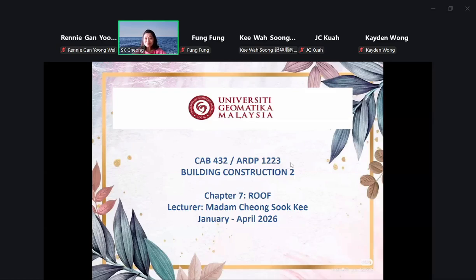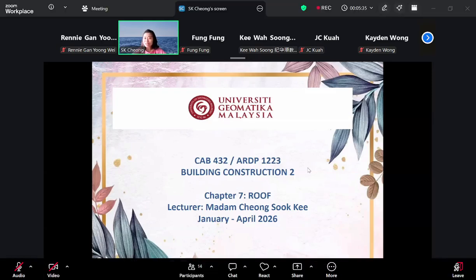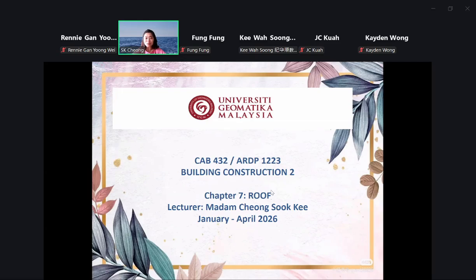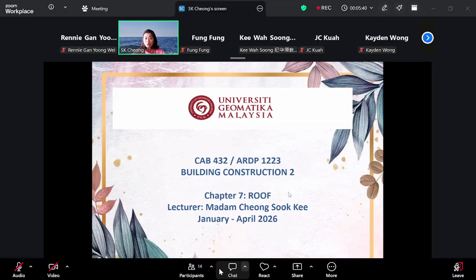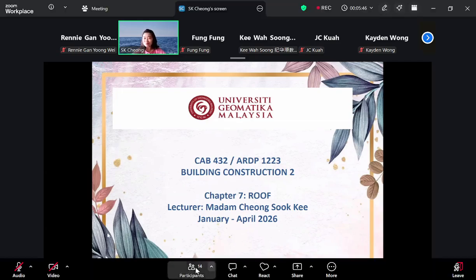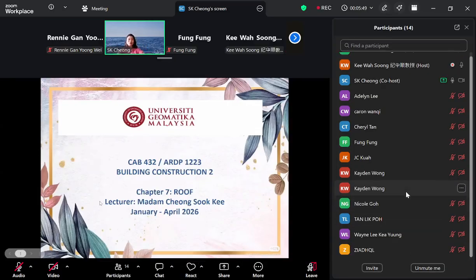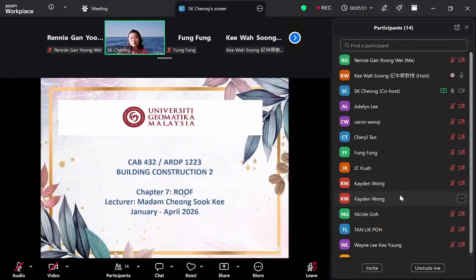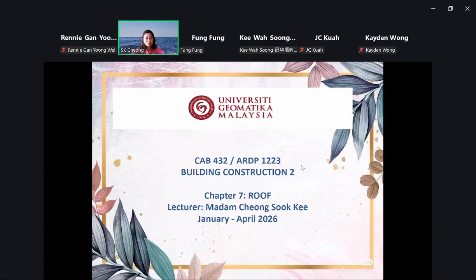Good morning, students. So today will be our last class, and I still have the last chapter to go through with you all. The total slides are quite a lot, so please bear with me, okay? The last chapter will be chapter 7 for roof. We have learned from foundation, then to the formwork, and then floor, walls, and staircase. Last but not least is the roof.